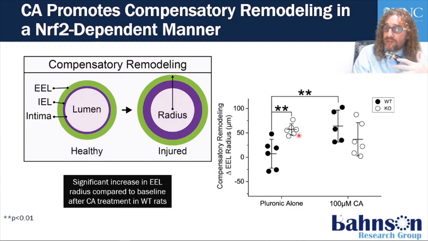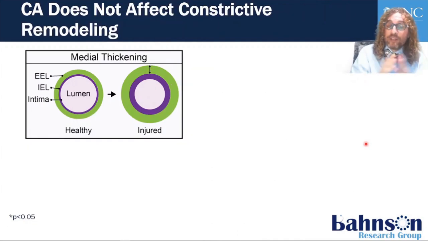Moreover, the knockouts seem to actually, at baseline, do a little bit better at remodeling even without any treatment. But if you compare the wild-type animals without treatment and with treatment, it seems like Cinnamic aldehyde promotes compensatory remodeling, whereas in the knockout animals, maybe because they already remodel even without Cinnamic aldehyde, there is not a significant effect.